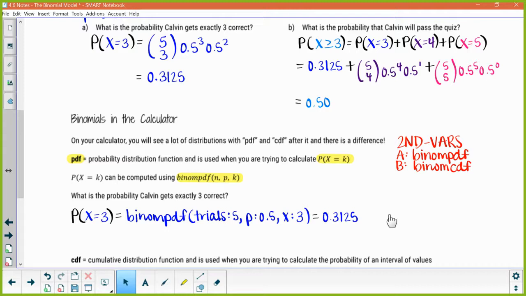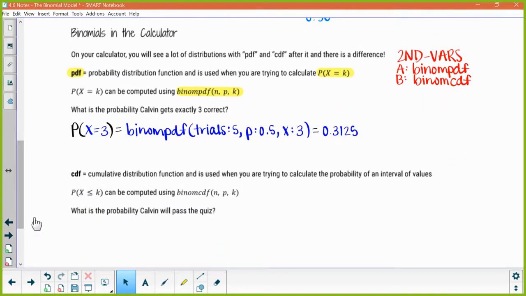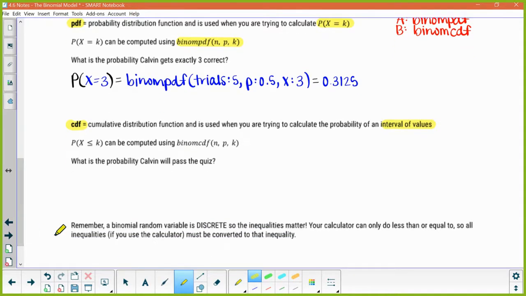So for PDFs, we do exactly a value. CDF is cumulative, which means we're going to have an interval of values. Basically, you have an inequality, less than or equal to. And something to always remember is your inequalities are going to matter because of the inclusion or the exclusion of that last value. So, binom CDF, again, we are doing something a little bit different here, which I have a note to kind of remind us. Inequalities matter.